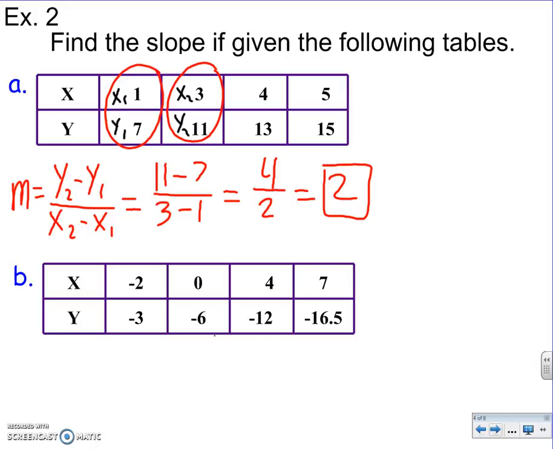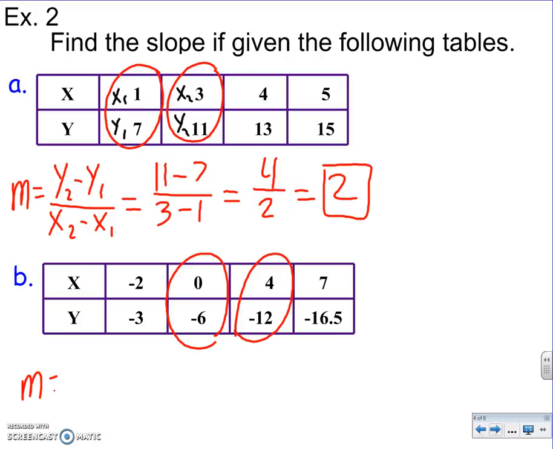B, same thing, pick 2 points. I like 0. 0 is always nice. And don't use negative 2, negative 3, or 4, negative 12. I'll use only 1 negative. I don't do 2 negatives. All right. And again, it doesn't matter which 2 points you pick. You'll get the same answer.